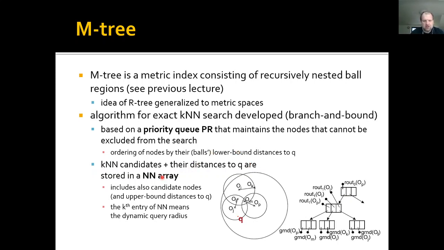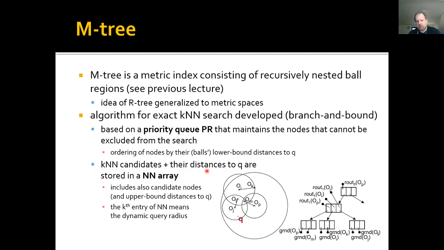The second structure that we keep in the algorithm is the so-called NN array, which is an array for the candidates to KNN. This array has a fixed size, k, and only the best k candidates for the nearest neighbors will be kept there.